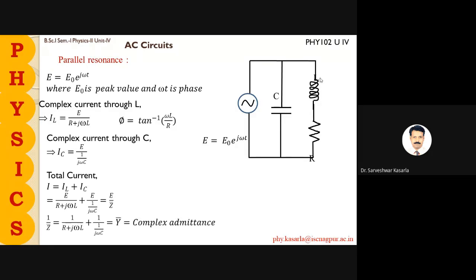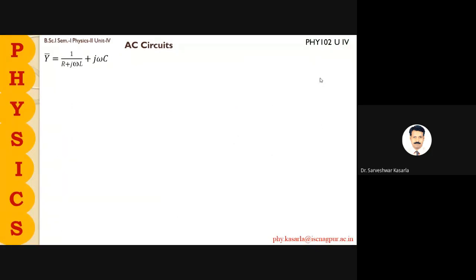Then 1 upon Z is called a new term, that is complex admittance. Admittance is the reciprocal of the impedance. So one has to introduce this new term, 1 upon Z, the reciprocal of impedance, called the admittance. The complex admittance is given by 1 upon R plus j omega L plus 1 upon 1 upon j omega C. So the complex admittance is given by like this.